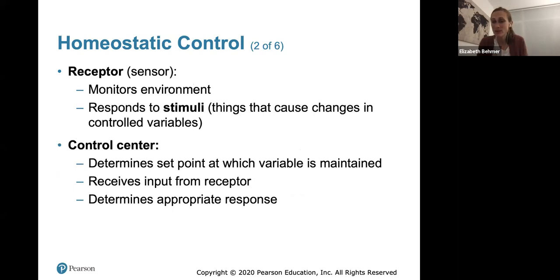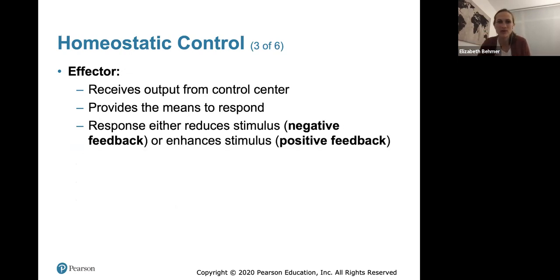It will respond to stimuli, which is anything that can cause a change in body temperature, glucose levels, or heart rate. The control center then will determine the set point at which the variable should be maintained. It will receive input from that receptor when a change is detected, and then it will determine an appropriate response. So for example, you have receptors in your skin to monitor body temperature or other areas in the body. And then the control center in the brain will say, all right, we have an increase in body temperature. We're going to send out a response to your sweat glands in your skin to cause them to sweat to try to cool down your body.